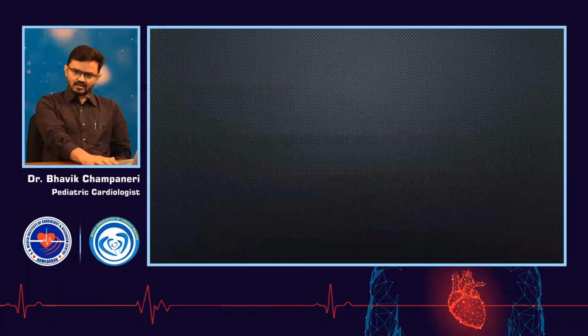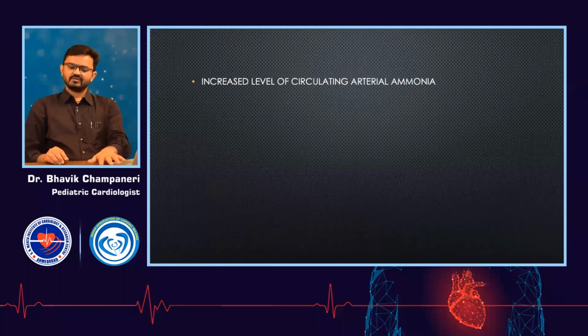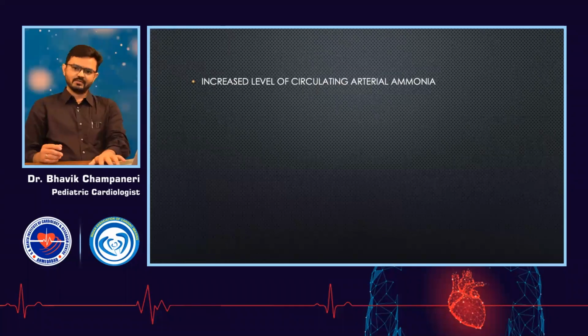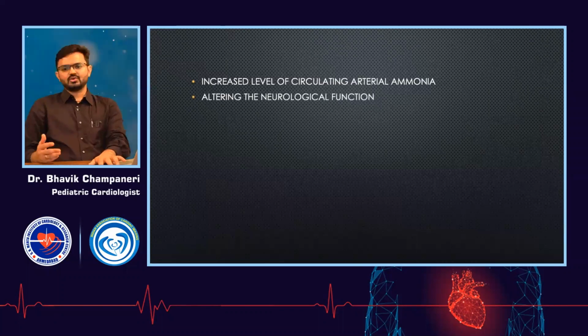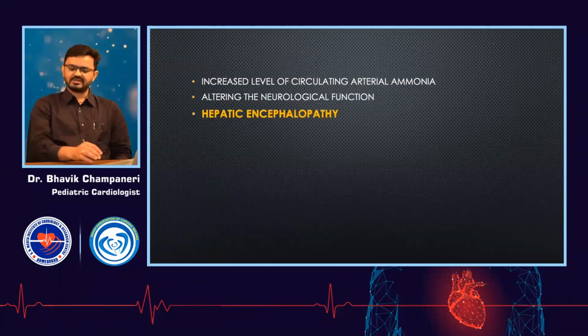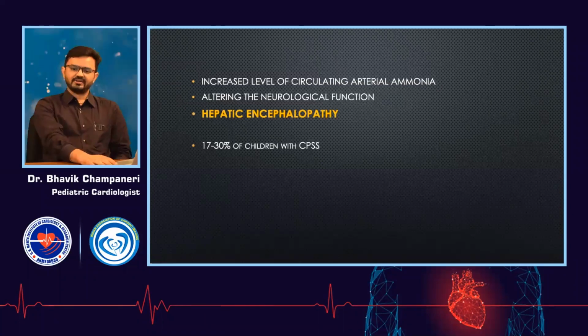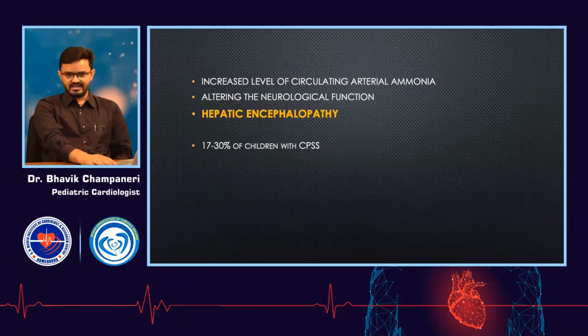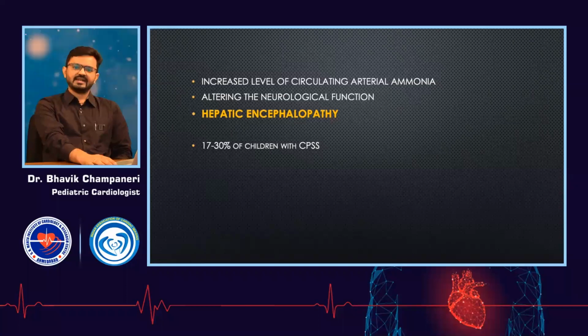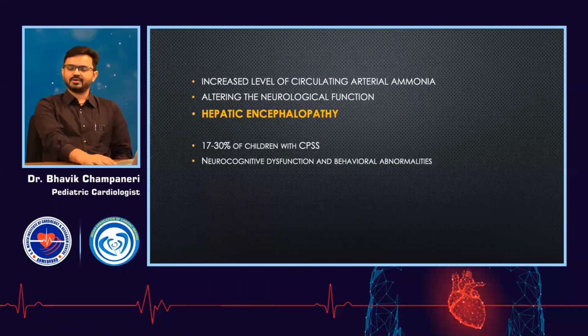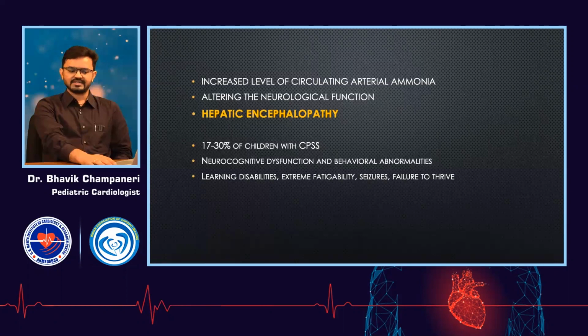Coming to the next symptomatology, I'll go through the mechanism of development and the symptoms. First, in CPSS there is an increased level of arterial ammonia which leads to altered neurological function, and this leads to the symptom called hepatic encephalopathy. Hepatic encephalopathy is present in 30 to 70% of children with congenital portosystemic shunt. When I say hepatic encephalopathy, it does not mean it is always severe. It can be a mild variant as well. It is described by neurocognitive dysfunction and behavioral abnormalities. It can include learning disabilities, extreme fatigability, seizures, failure to thrive, etc.